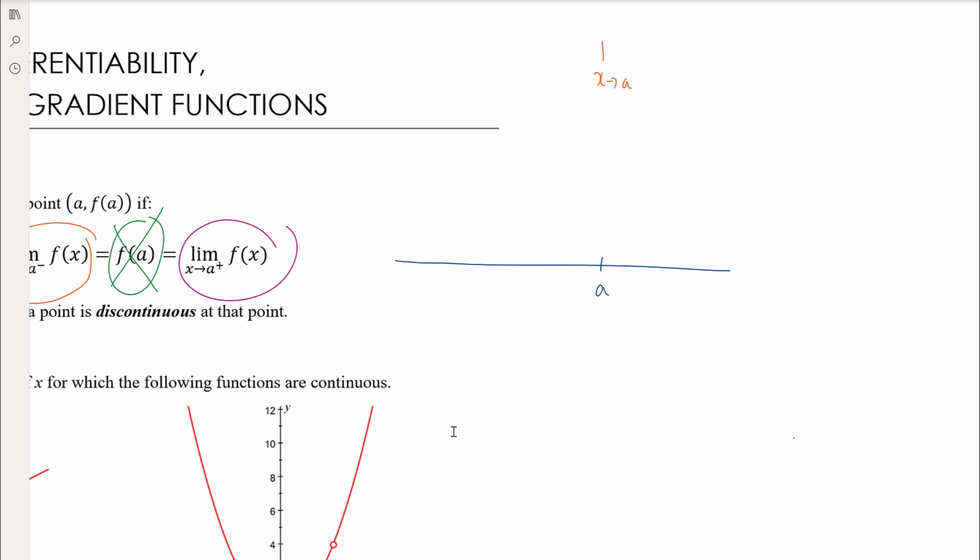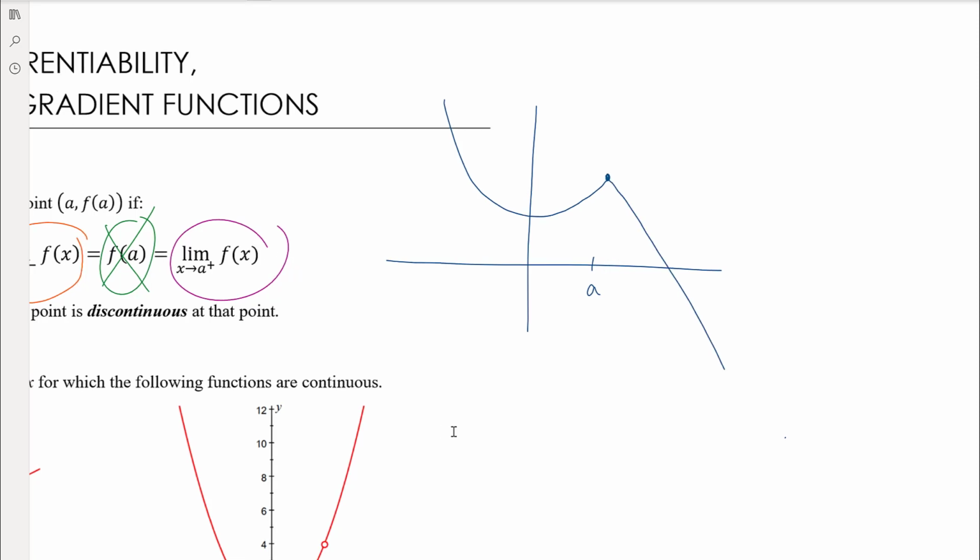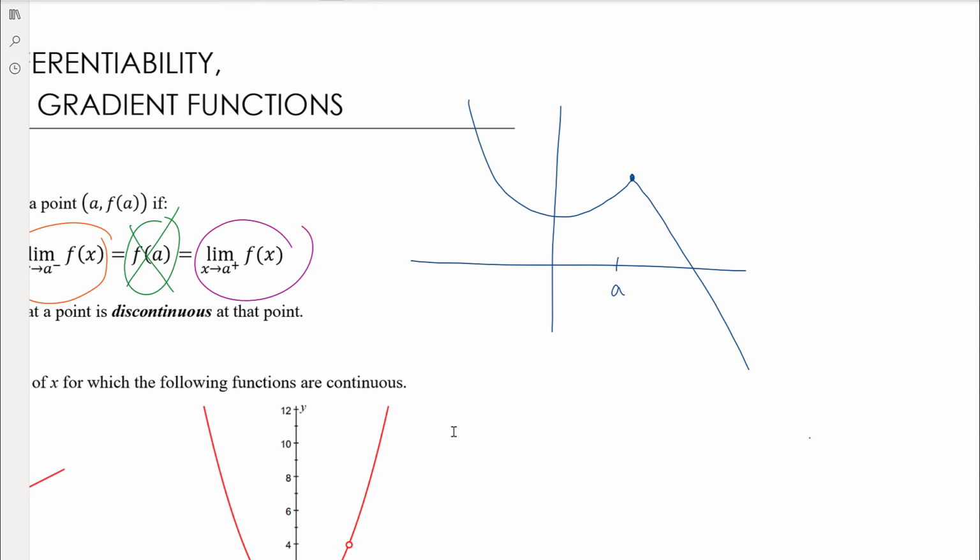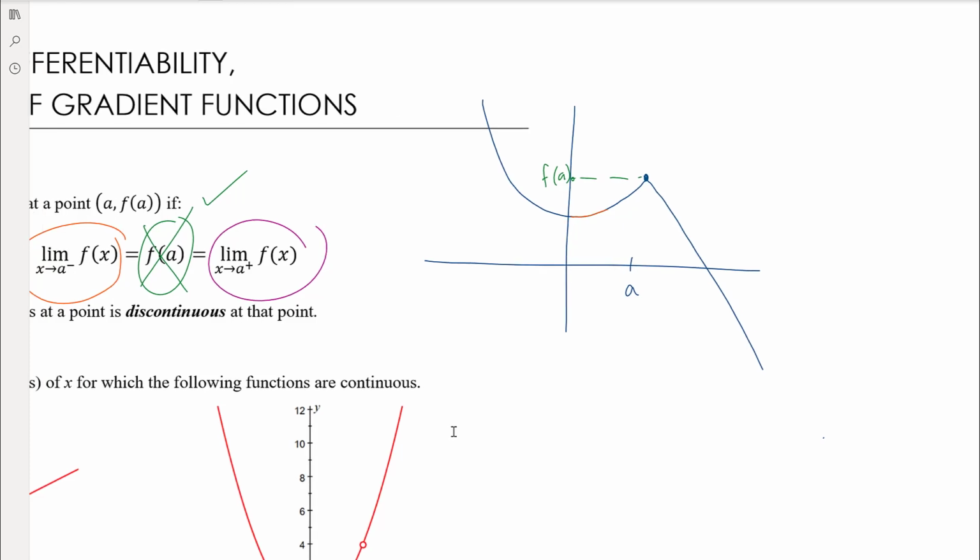The other one I want to just have a quick think about, while we're thinking about hybrid functions, would be if you had a hybrid function where the graph did actually meet at that point. In this instance, f of a exists, so the middle one is a tick, because that's an included point on the graph. The limit as x approaches a from below is f of a, and the limit as x approaches a from above is also f of a. And so in that case, it would be continuous.